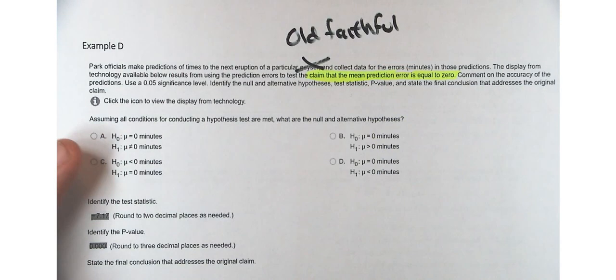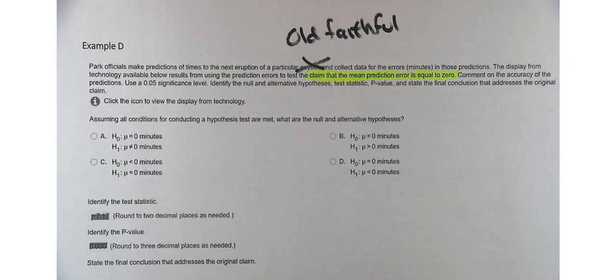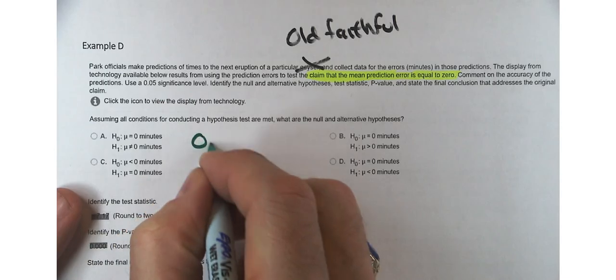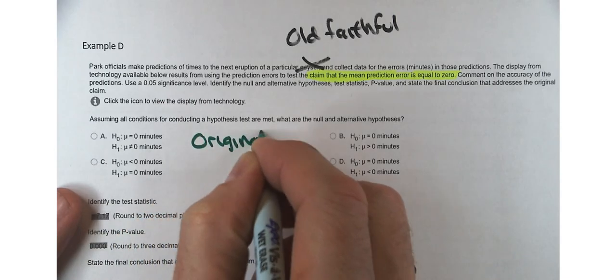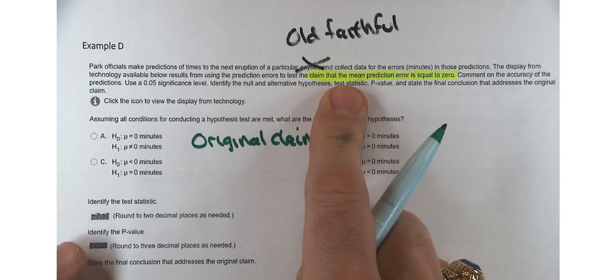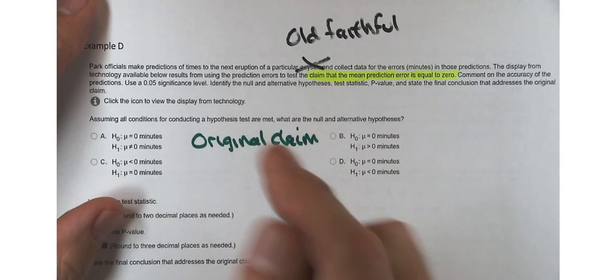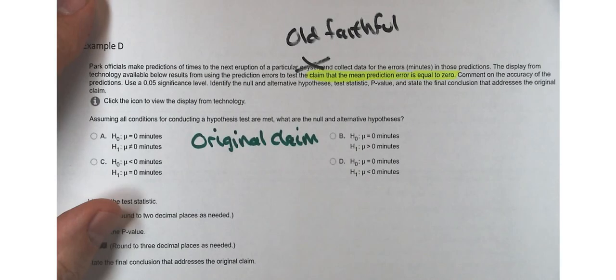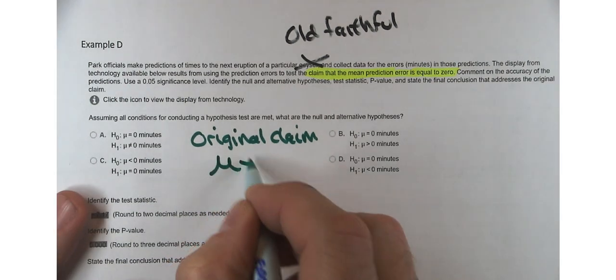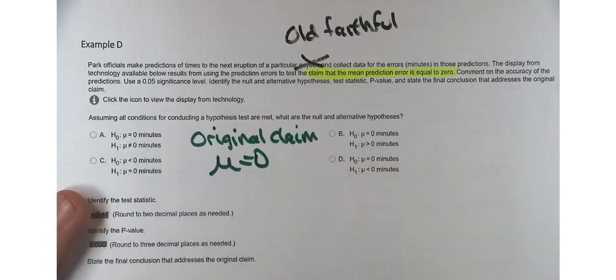Okay. So that's your original claim. And we want to keep track of that original claim as we work through these things. So original claim. How would I write the original claim in a statistical way? Something that I could use on an exam. Yeah, mu equals 0. That's exactly what I was looking for. Mu equals 0.